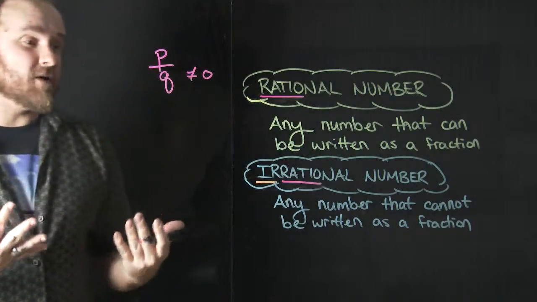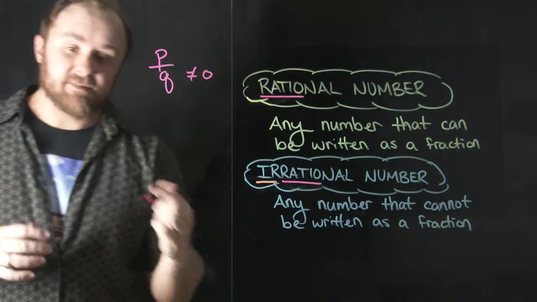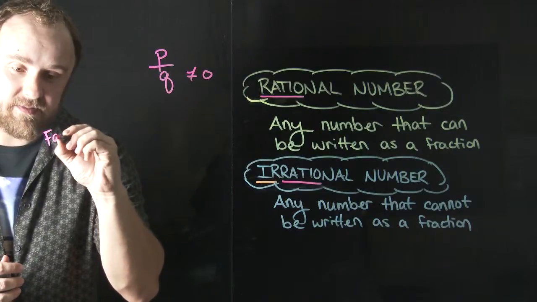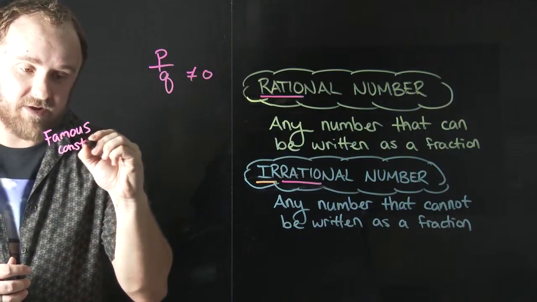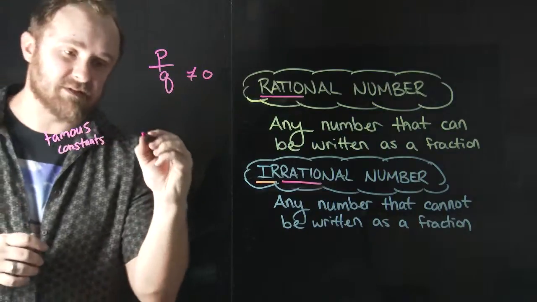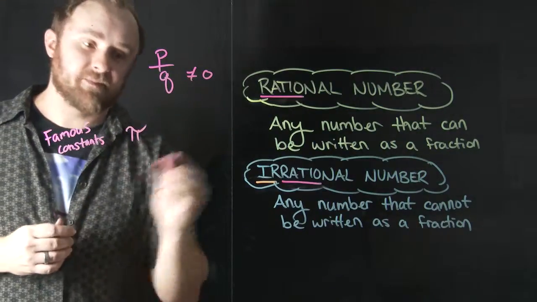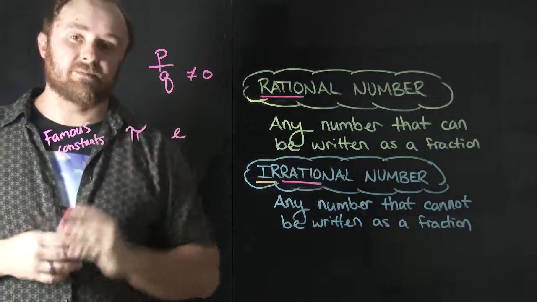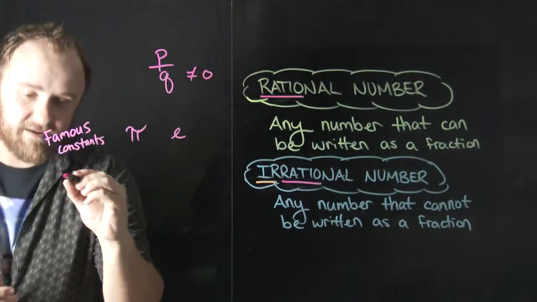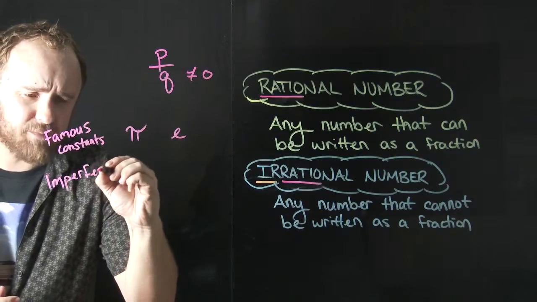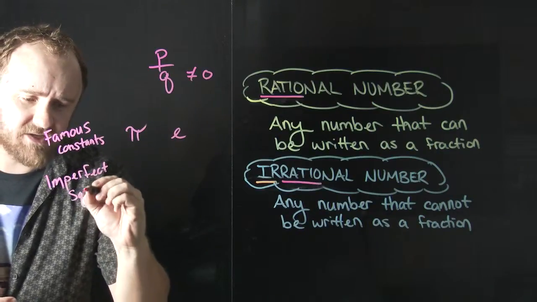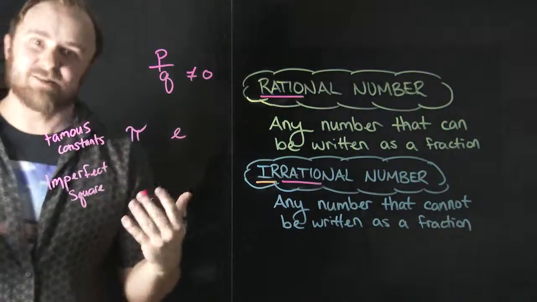And really, those fall into three categories. We have some famous constants, some famous numbers in math that we may be familiar with that are irrational. The most famous of those are obviously pi and then Euler's number, which is denoted by e. But we also have imperfect squares. And an imperfect square is really just any square root that doesn't work out evenly.